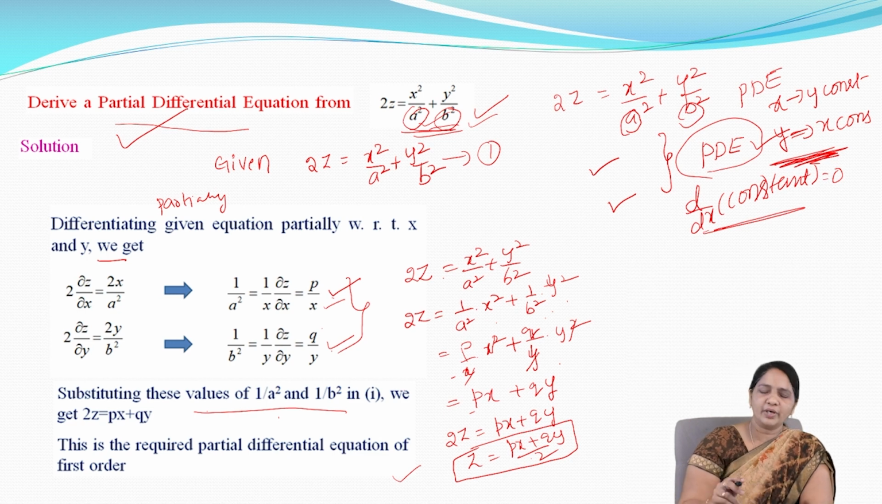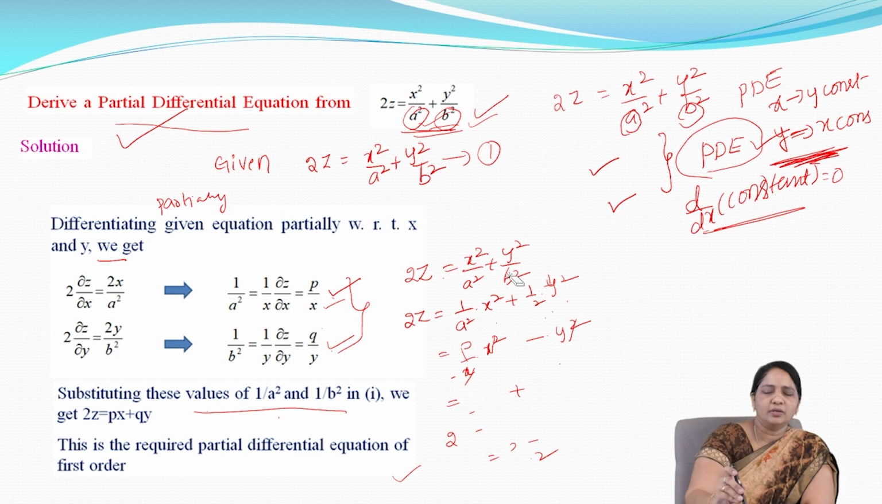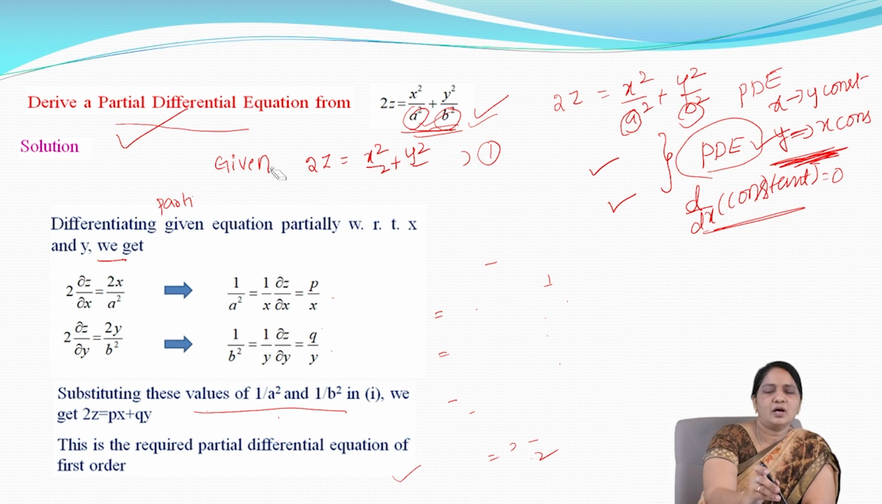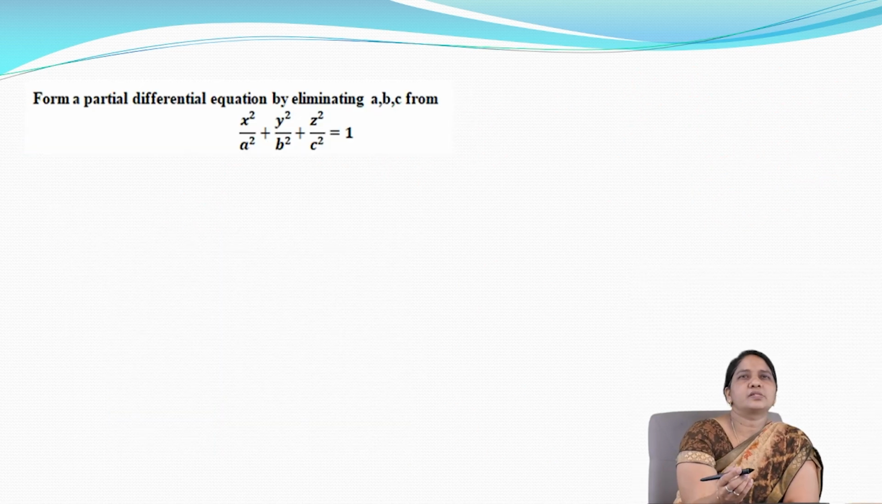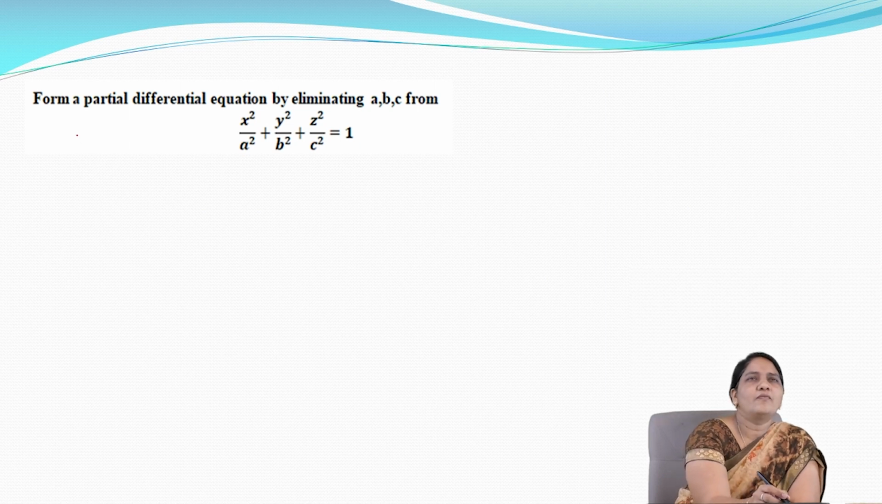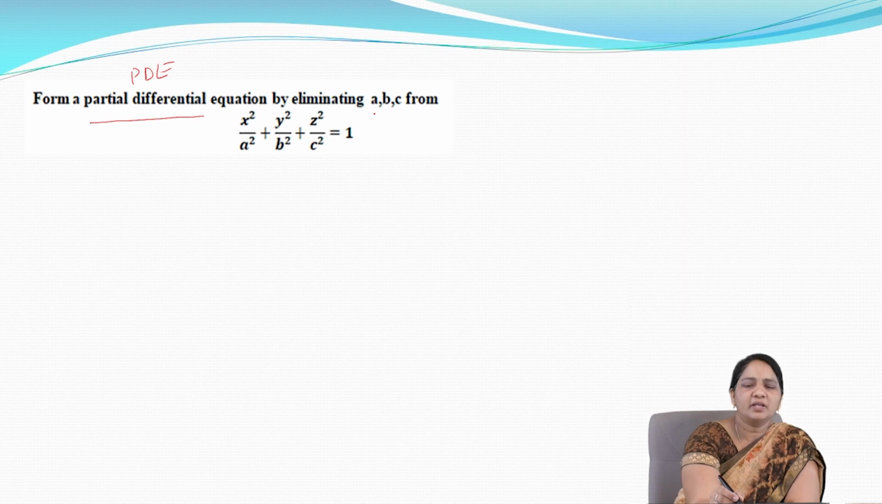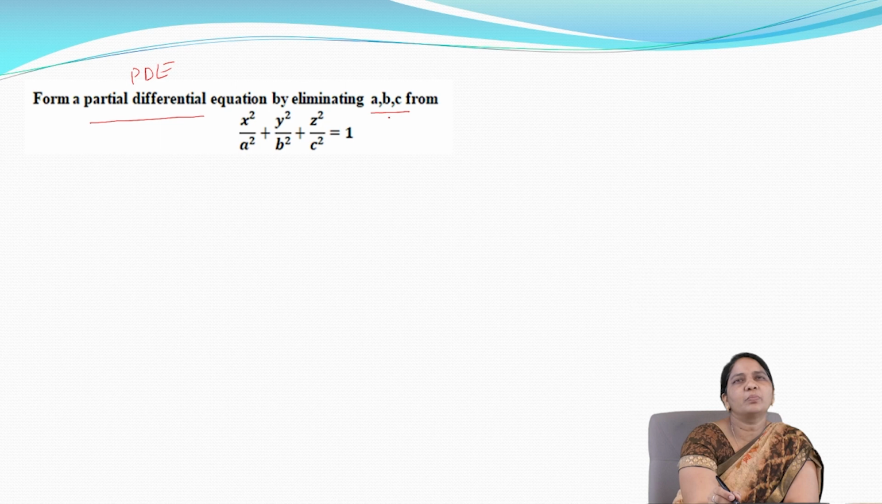So we will move to one more example to get a better understanding of the formation of PDE by eliminating arbitrary constants and arbitrary functions. See the next problem. Form a partial differential equation, that is PDE, by eliminating A, B, C. Here, three arbitrary constants are there. In the previous problem, we had A and B, only two arbitrary constants.